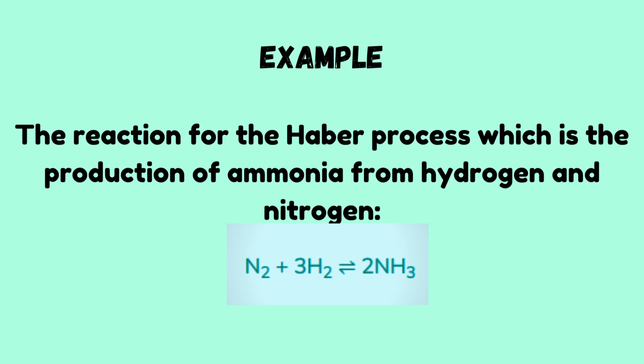An example is shown here: the reaction for the Haber process, which is the production of ammonia from hydrogen and nitrogen, can be represented using the reversible arrow.